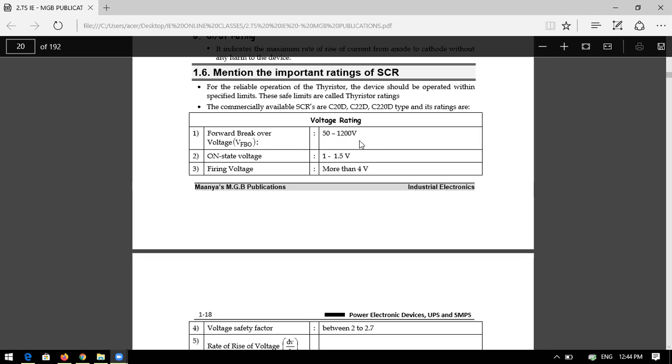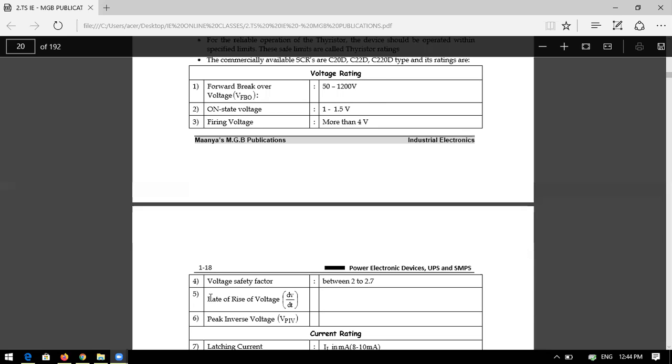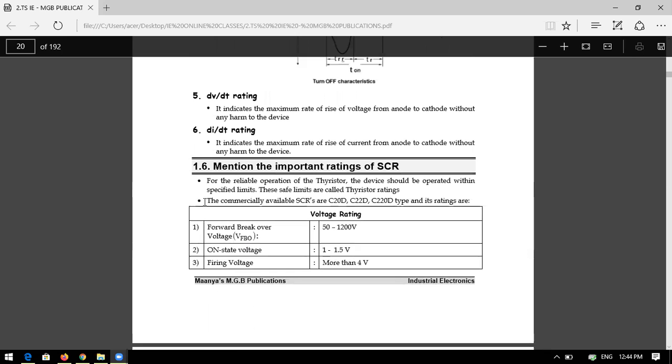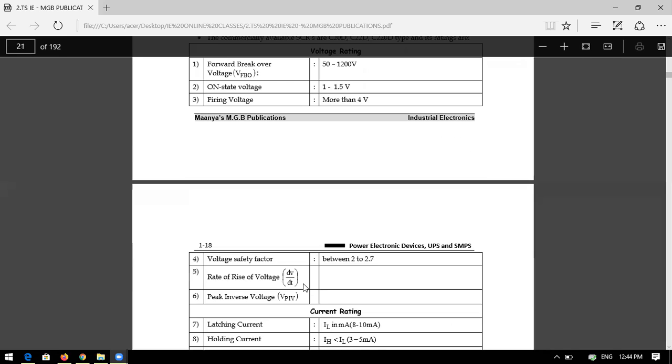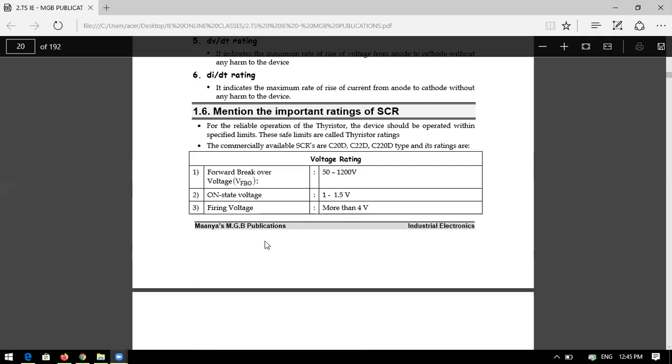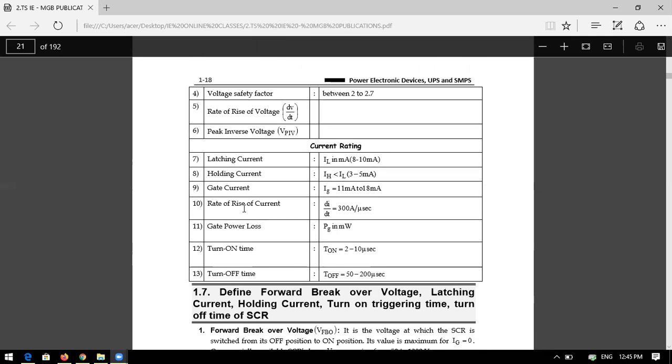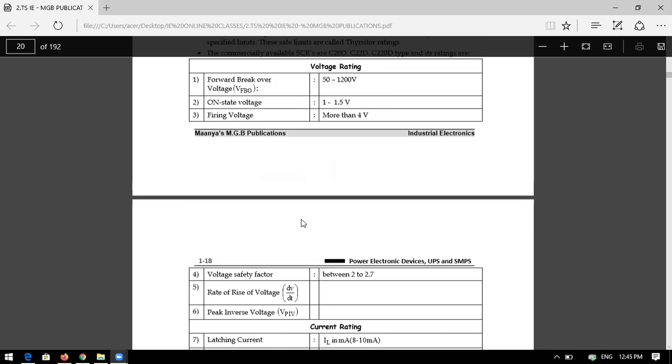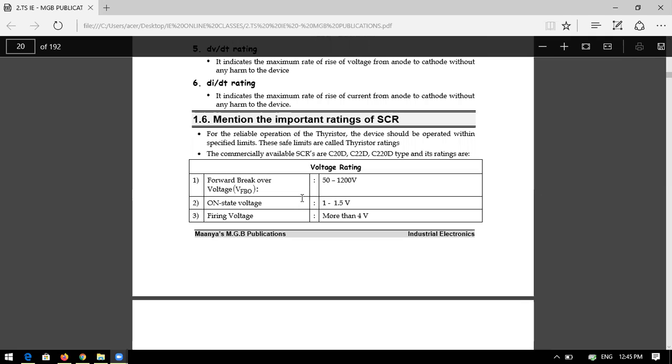So what are the voltage ratings? Forward breakover voltage, on state voltage, firing voltage, and the voltage safety factor. And this is dv by dt, this is di by dt. These all come under voltage ratings, and these others come under current ratings. For the voltage ratings, forward breakover voltage, how much should it be? The safe limit is 50 to 1200 volts, depending on the different types of thyristor, whether it is C20D, C22D, or C220D.